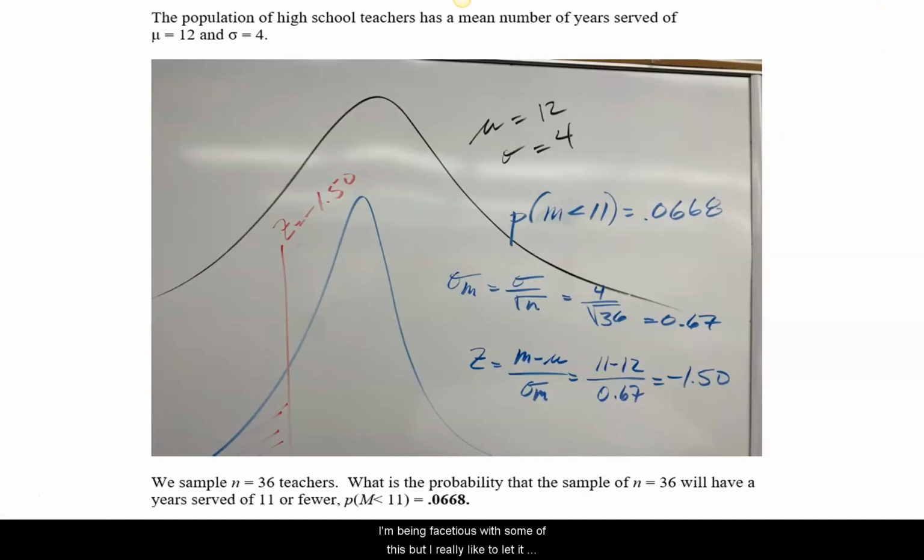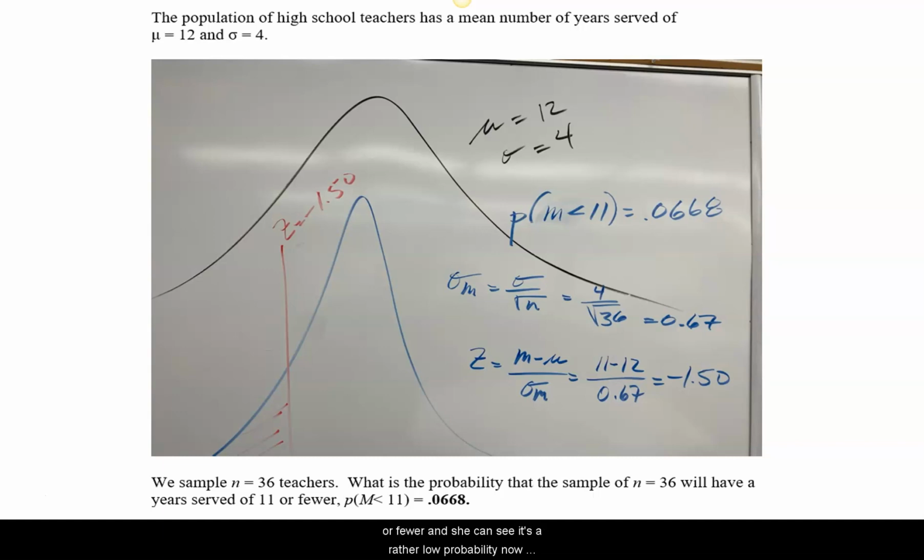Let's talk about just another topic, as crazy as this is, and I'm being facetious with some of this, but I really like to let it be known that this can be applied to other things. The population of high school teachers has a mean number of years served of 12 and a standard deviation of 4. So we sampled 36 teachers, my gosh. And what's the probability that the sample of 36 will have a mean of 11 years served or fewer?